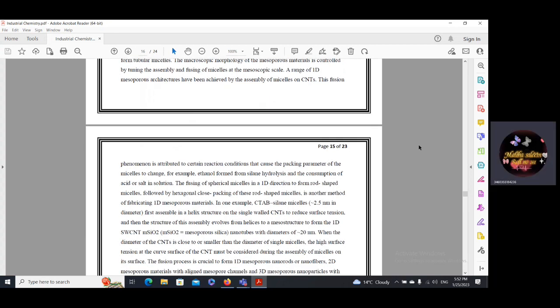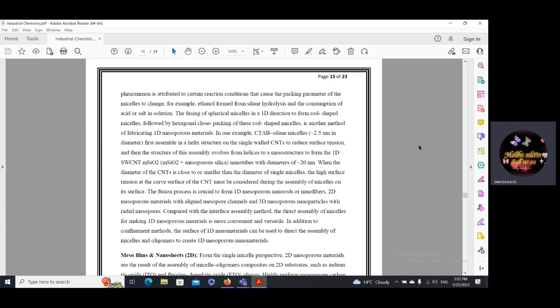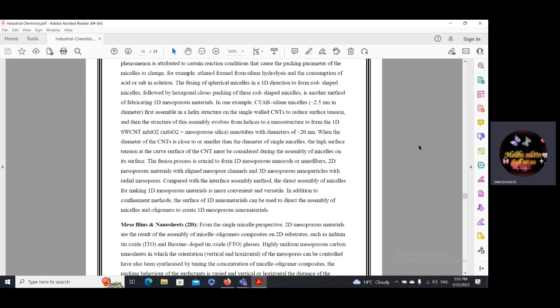The phenomenon is attributed to certain reaction conditions that cause the packing parameter of the micelles to change, for example, ethanol formed from silane hydrolysis and the consumption of acid or salt in solution. The fusing of spherical micelles in the 1D direction to form rod-shaped micelles, followed by hexagonal close packing of the rod-shaped micelles, is another method of fabricating 1D mesoporous materials.